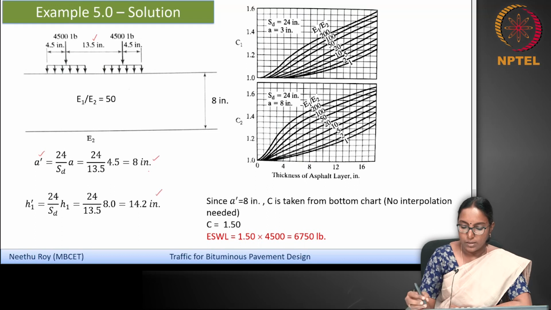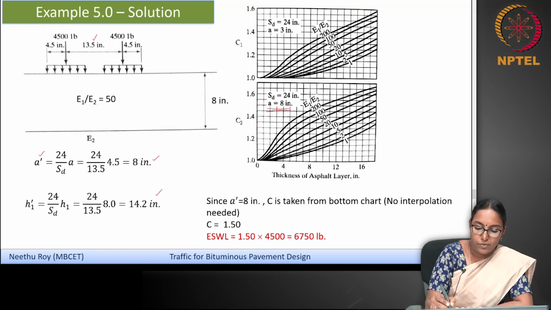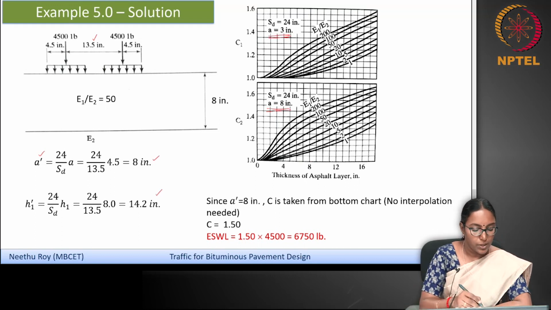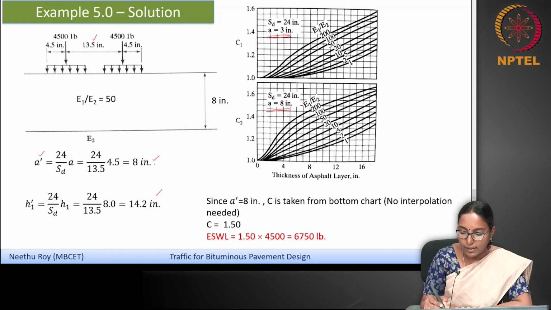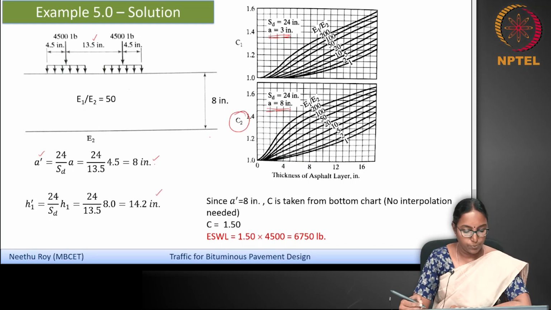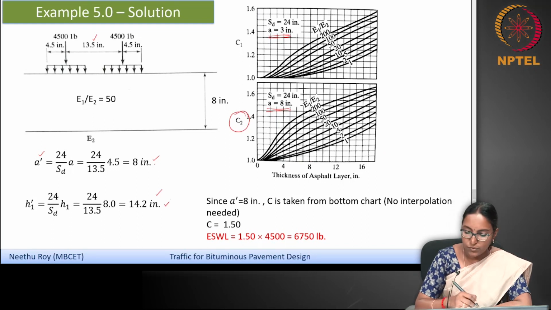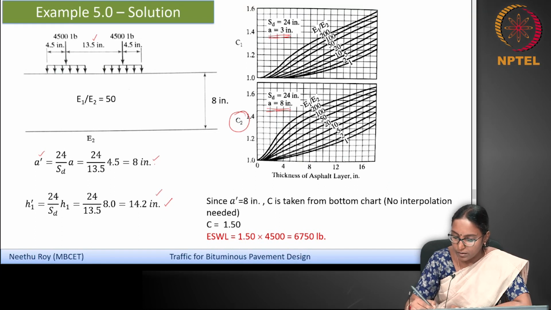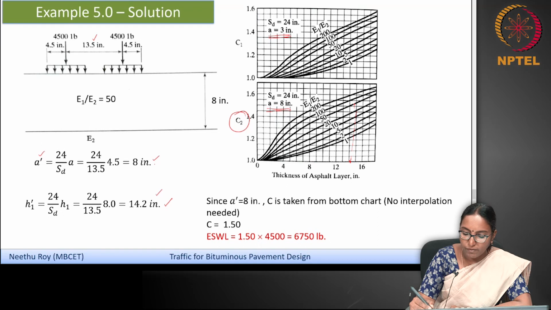Now, the conversion factors given for a dual wheel are for a contact radius of 8 inch and for a contact radius of 3 inch. In this case you got A dash as 8 inch, so you can directly read from the bottom chart. You can take C from this chart, you don't have to interpolate. For the new H1 dash, which is 14.2, so this is 12, 13, 14, somewhere here it is 14.2, and for an E1 by E2 of 50, you can read from this chart that your value will come around 1.5. So this value is 1.5.